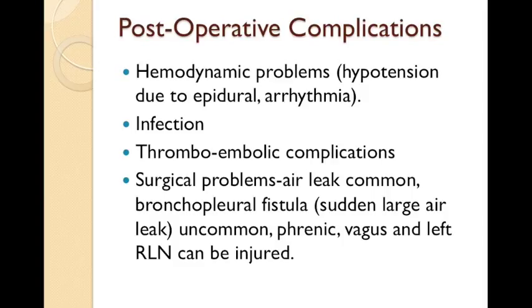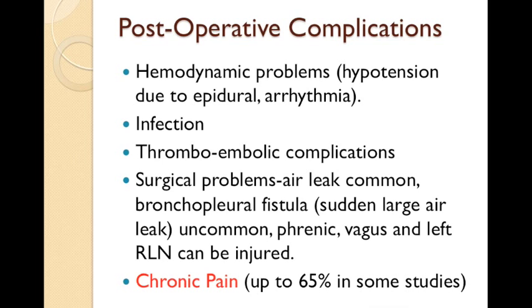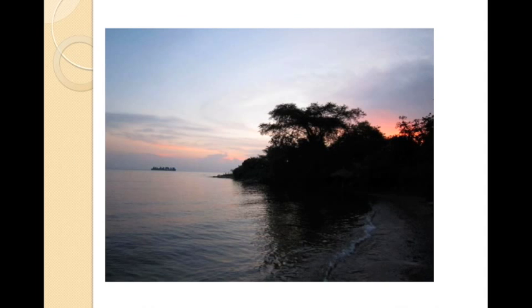But I will talk. I think I have a slide on what we should do if that happens. But it is uncommon. Other things that occur uncommonly are things like phrenic and vagus nerve damage, and the left recurrent laryngeal nerve can be damaged with a pneumonectomy because it's the one that loops under the aortic arch. So 65% chronic pain. So I said 50. So up to 65 in some studies. So this is, as I mentioned, a problem with this patient group.